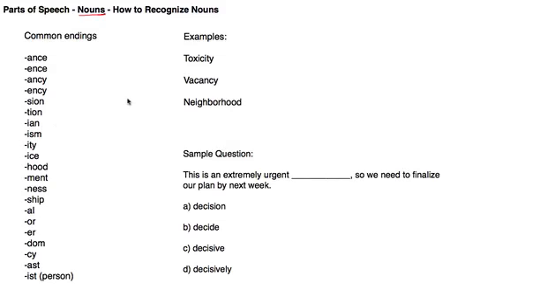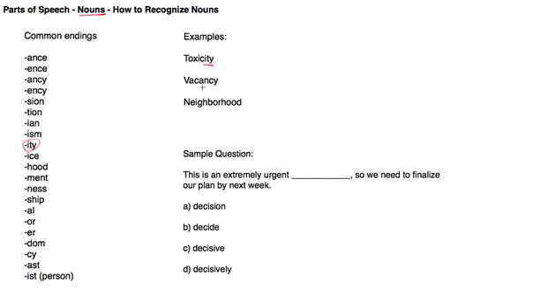Let's look at an example. If we look at the word toxicity, it might be a word that you've never heard before and you're not familiar with, but you can still recognize if it's a noun, and that's because of the ending. So if we look at the ending here, it's ity. So we go to our list and look down and we see, aha, here's ity. So toxicity is probably a noun. You don't know the meaning, and maybe you don't know where the word comes from, but you know that it's a noun because of the ending.